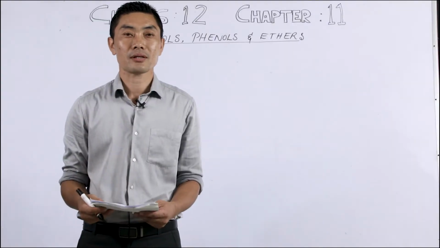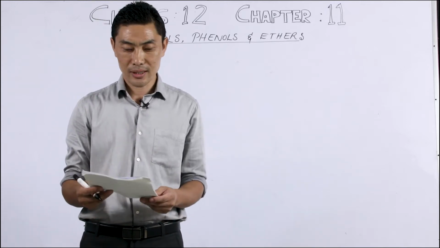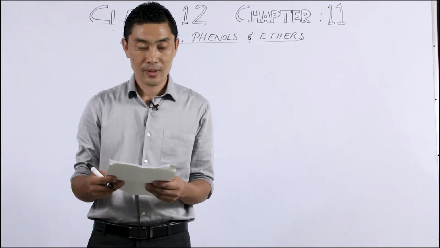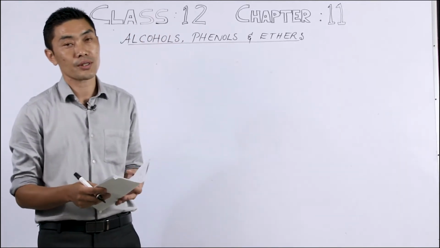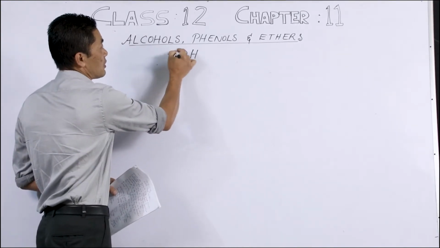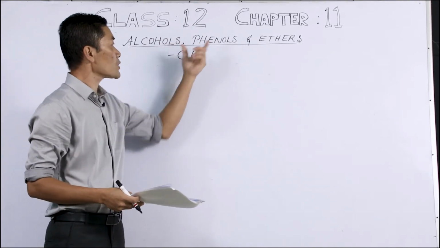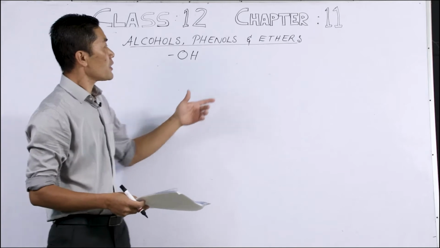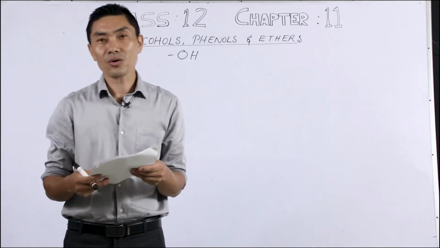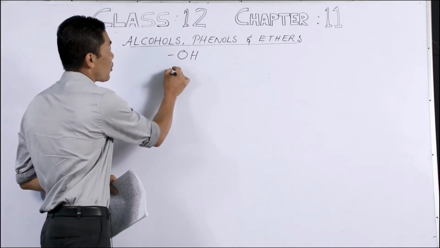Hello dear students, today let us start another new unit from organic chemistry. It's about alcohols, phenols and ethers from unit 11. Now alcohols and phenols have the same functional group OH, and therefore first of all we will discuss these alcohols and phenols together, and then after that we will discuss ethers. Now alcohols are compounds having the general formula ROH.